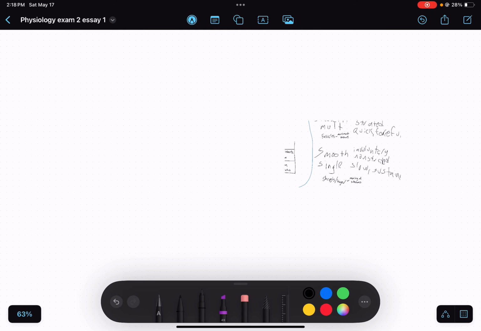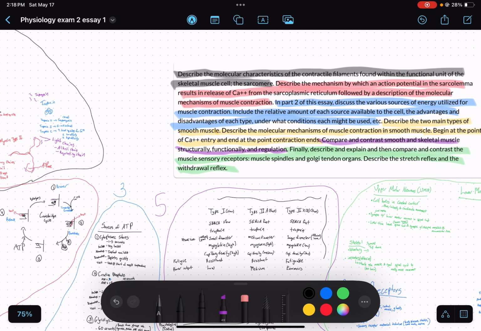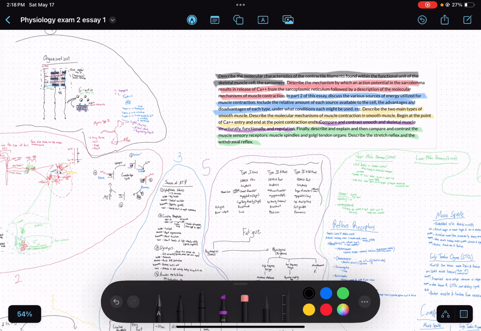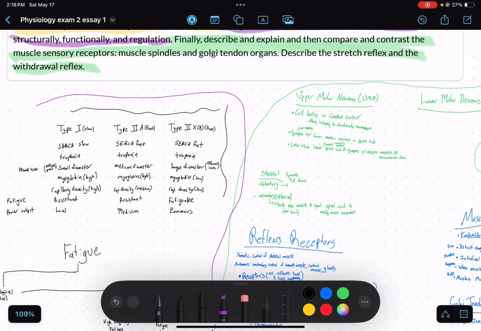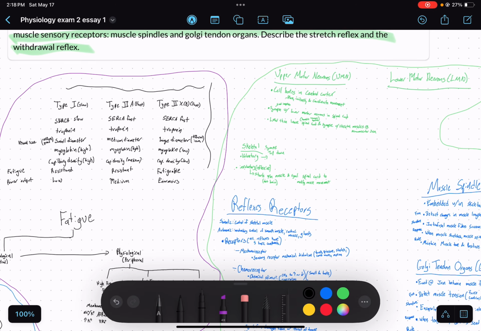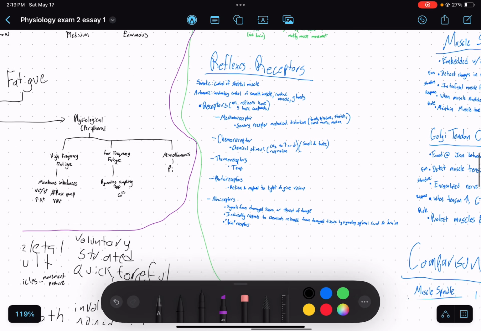Next up, we're going to focus on our next question here, which is to finally describe, explain, and then compare and contrast the muscle sensory receptors, muscle spindles, and Golgi tendon organs. Describe the stretch reflex and the withdrawal reflex. So I'm just going to go over this really briefly. We have upper motor neurons and lower motor neurons. The upper motor neurons will synapse with the lower motor neurons, and the lower motor neurons will then leave the spinal cord and synapse with skeletal muscles. And these will cause different reactions.